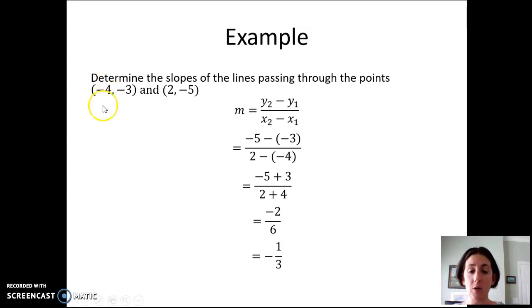That negative, you can bring it up to the 1 to have a negative rise and a positive run. So that would mean go down 1, right 3. Or we could take that negative and bring it down to the 3, so we'd have a positive rise and a negative run, which would mean go up 1, left 3.